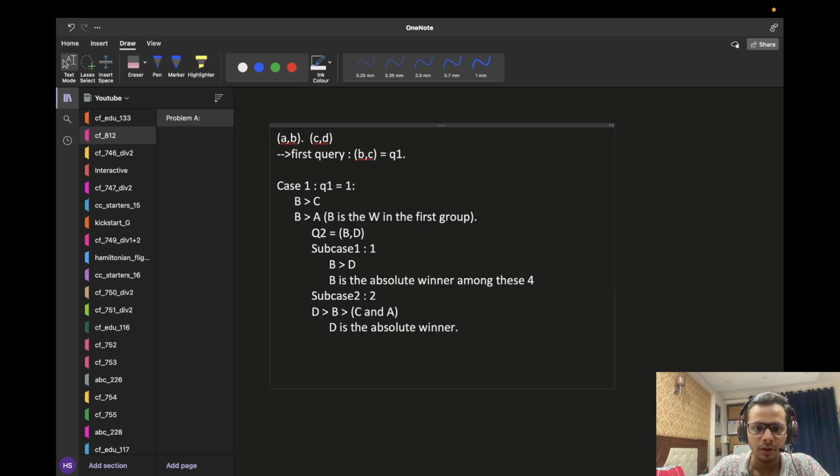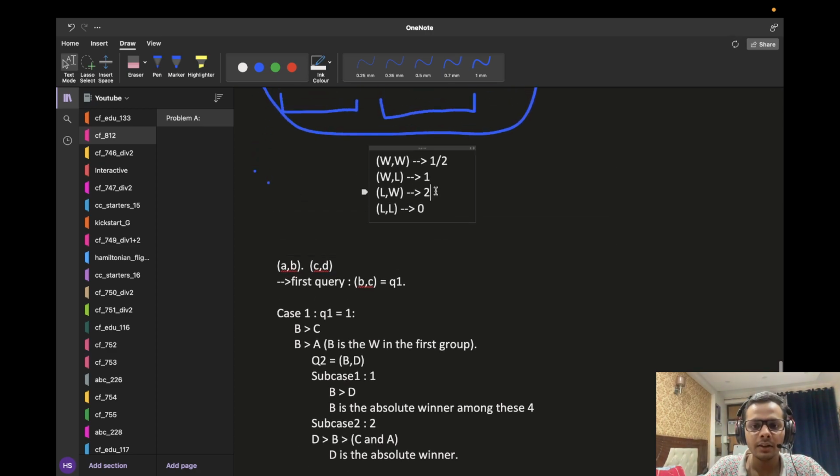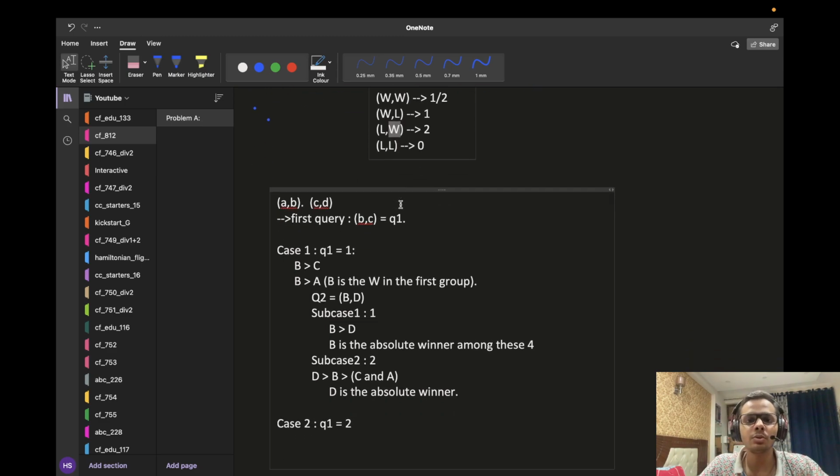Okay, so we can see that in this first case we have successfully determined who will be the absolute winner using exactly 2 queries. Now the second case is the exact same. The only difference is that this time Q1 is equal to 2, which can only happen in one of these 2 cases, and in both of these cases in the second group we are always choosing the winner. So instead of the first group, this time we are choosing the winner from the second group.